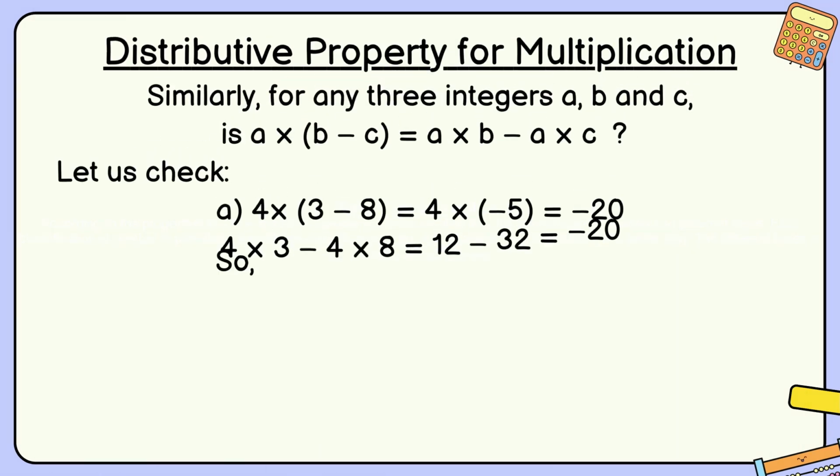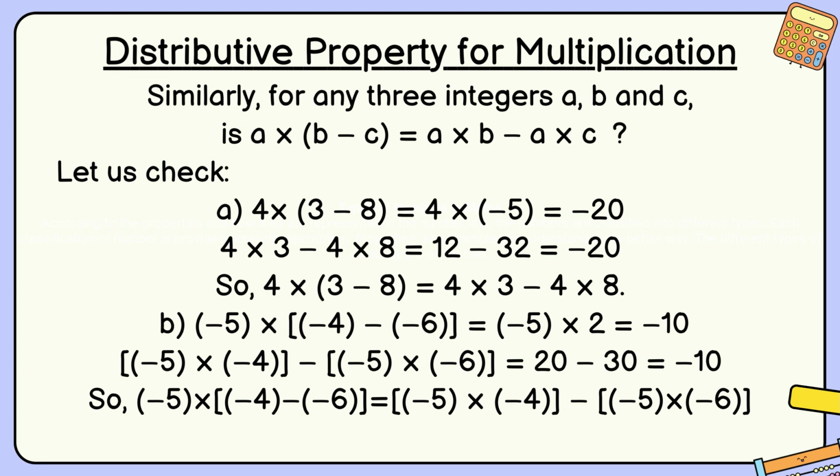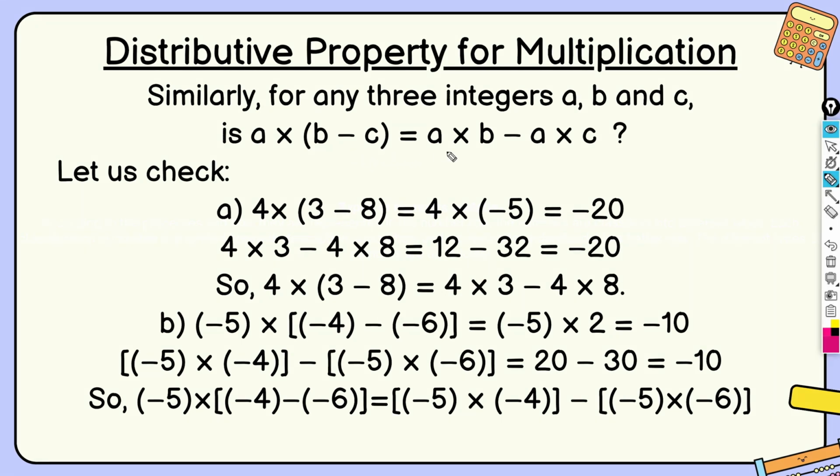Similarly, we see if the distributive property is applied to a into b minus c, which will be equal to a into b minus a into c. So here, let it be a, let this be b minus c. So this becomes a into b minus a into c. So 4 into 3 minus 8 is 4 into minus 5, which is equal to minus 20. And this is 4 into 3, that is 12, and minus 4 into 8, which is 32. 12 minus 32 is minus 20. So in both cases, the result is the same.